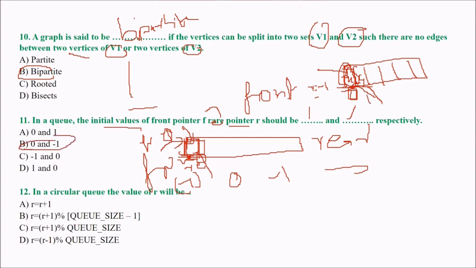In a circular queue, what is the value of R? You know that we use modulo here. So this is given by, what could be the answer? The answer is C. R plus 1 modulo Q size. This is the answer.